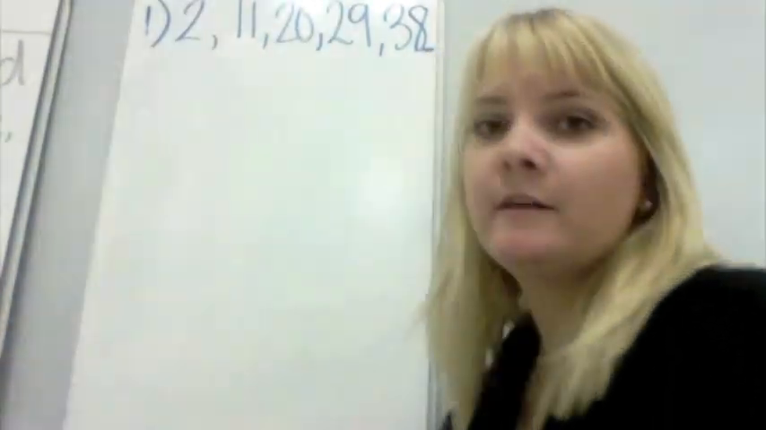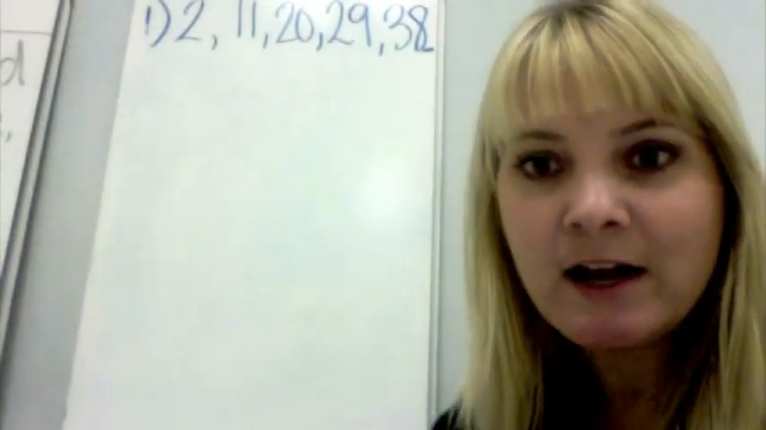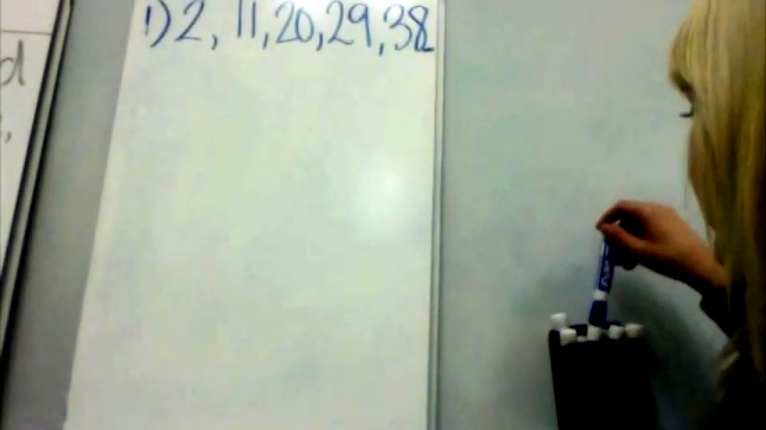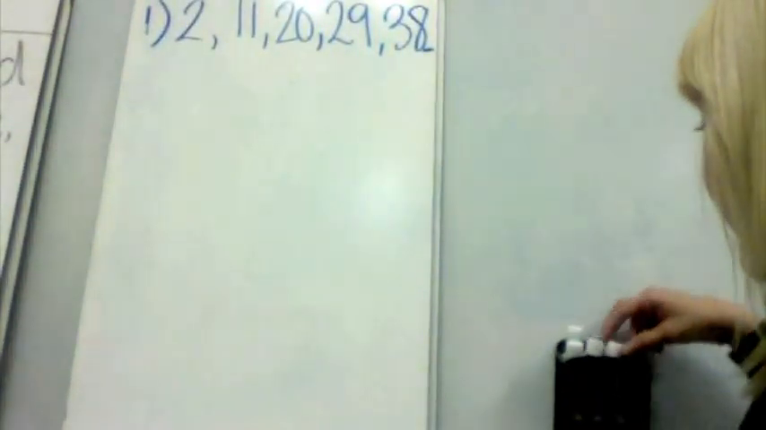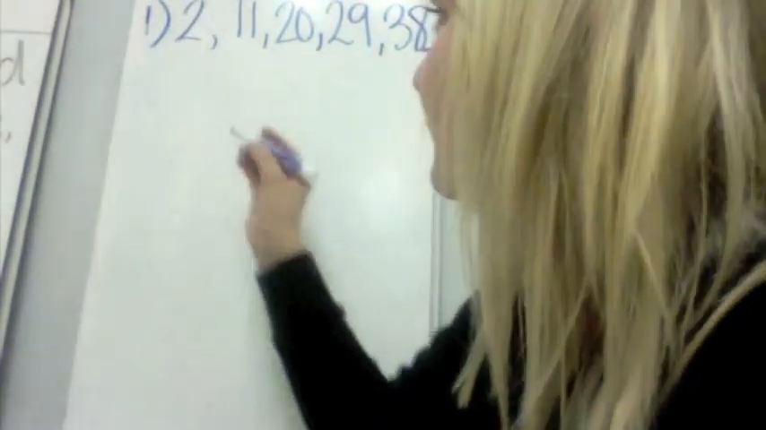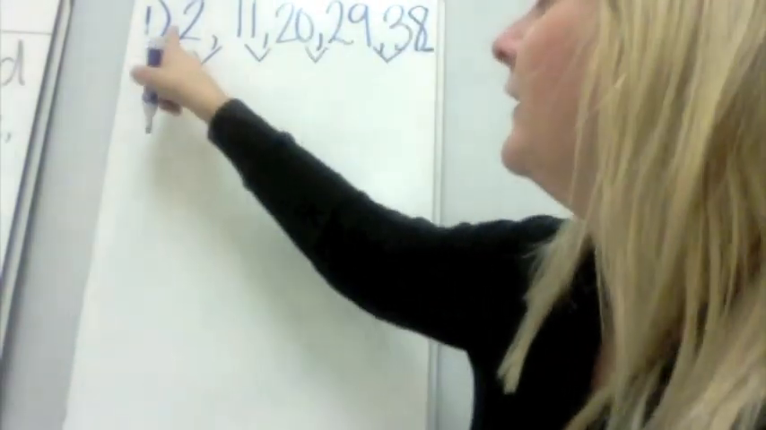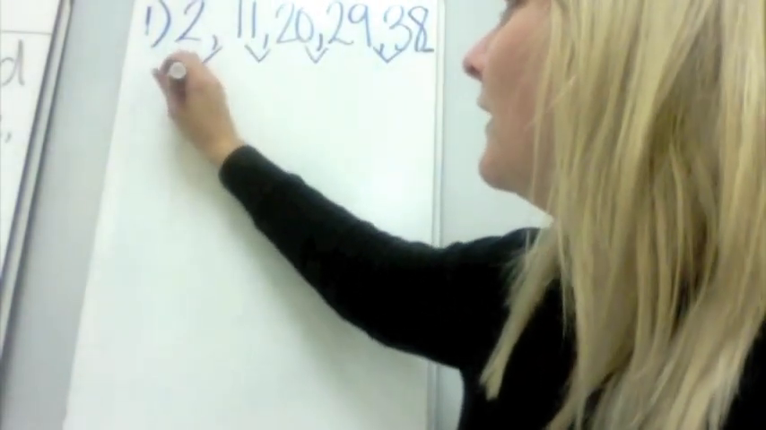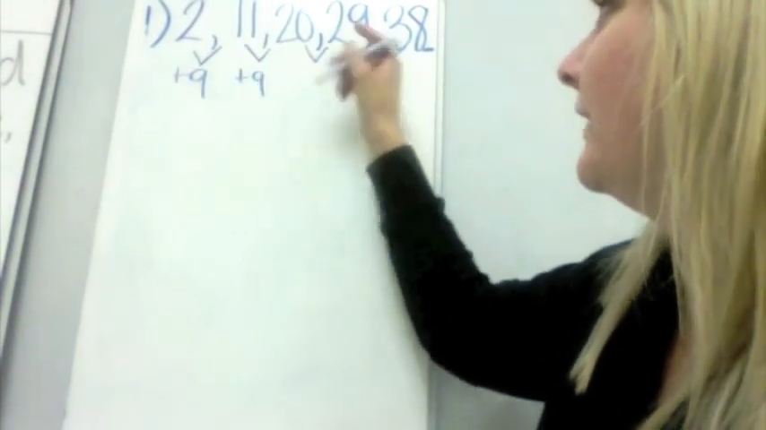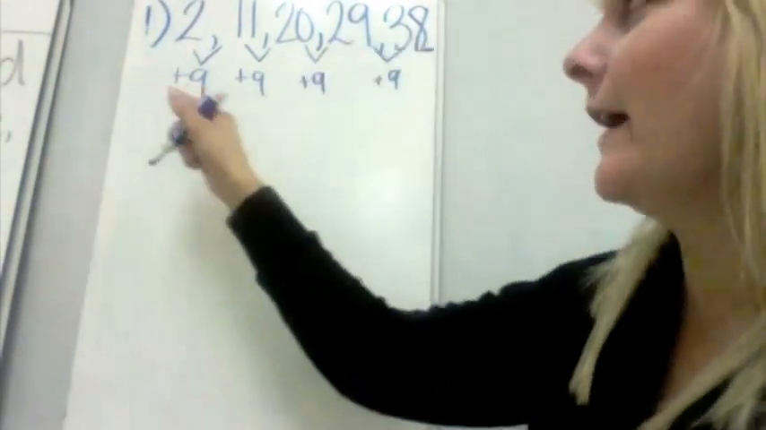So the first sequence we have is 2, 11, 20, 29, and 38. I am going to show y'all a neat trick of how to tell if it's arithmetic or geometric. Now what you do, you first want to find the commonality between the terms. So to get from 2 to 11, I'll add 9. To get from 11 to 20, I'll add 9. To get from 20 to 29, I'll add 9. To get from 29 to 38, I will also add 9.